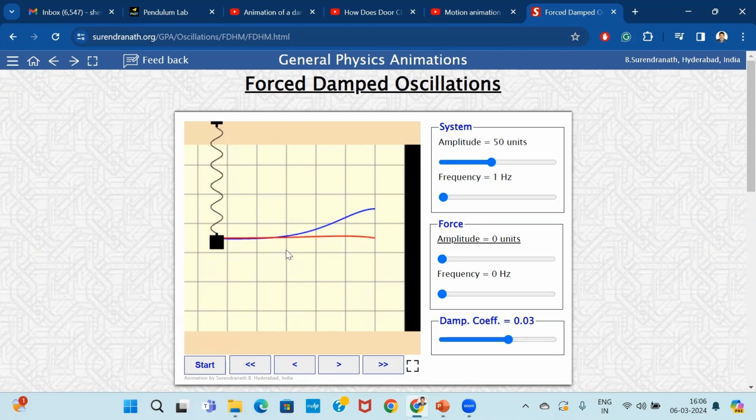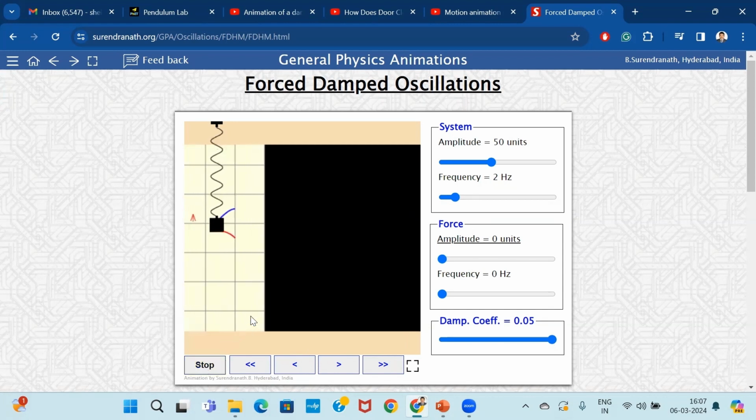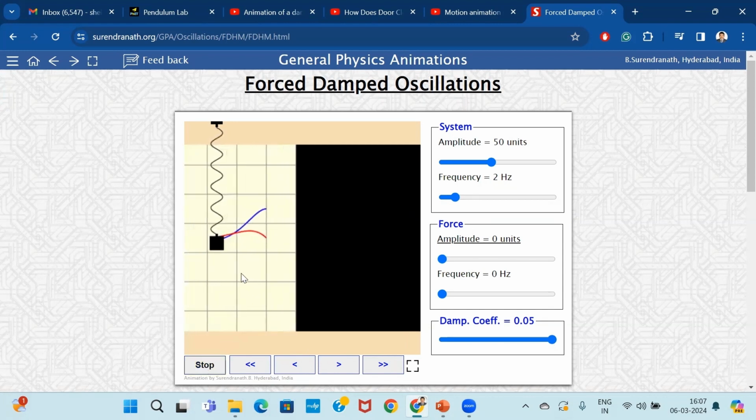But here you observe, keep in mind, when we start from here, after 3 cells, it becomes 0. The amplitude becomes 0. Now for the second case, I will show the frequency increased to 2 and damping factor increased to 0.95. What will happen? We will see here. Start here. Now the amplitude decreases here.